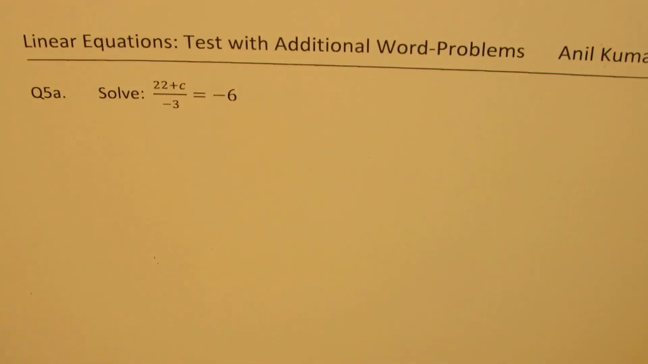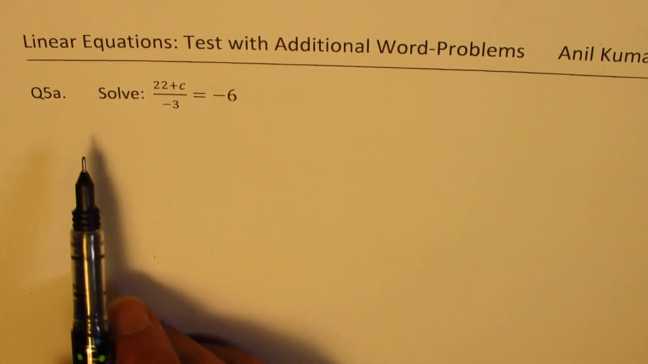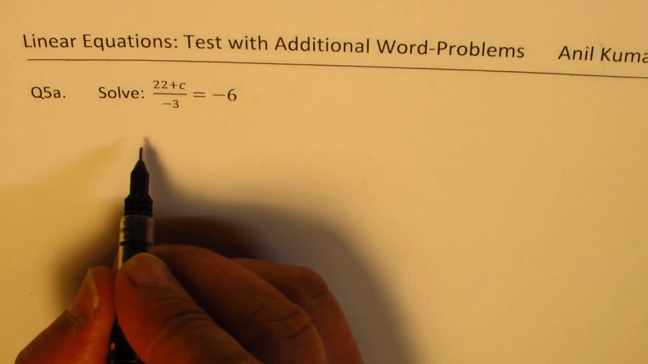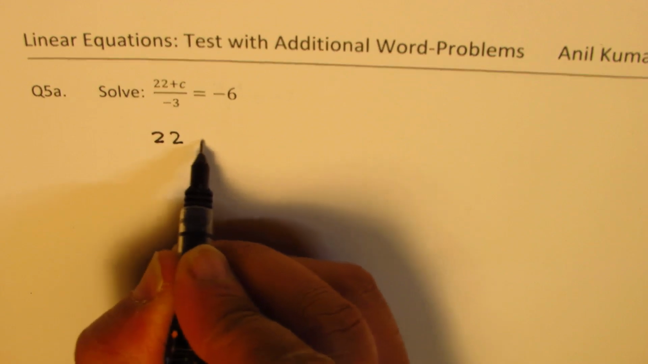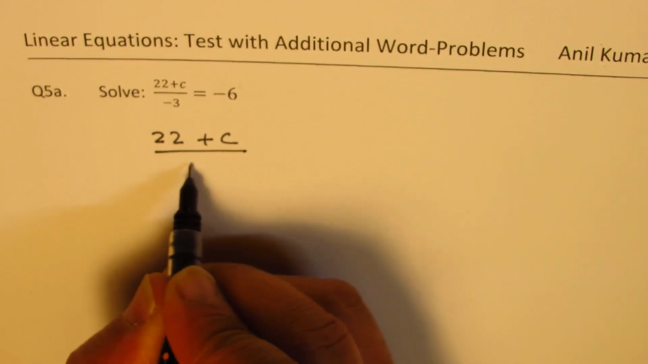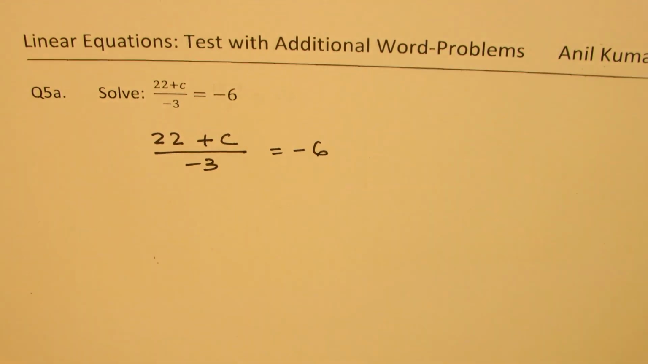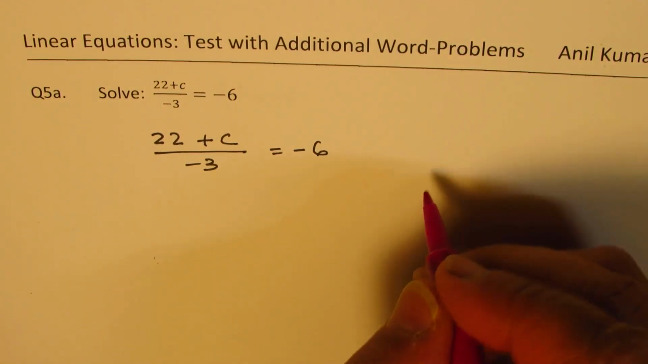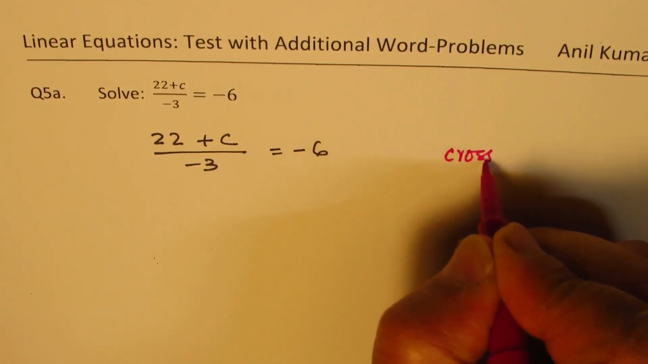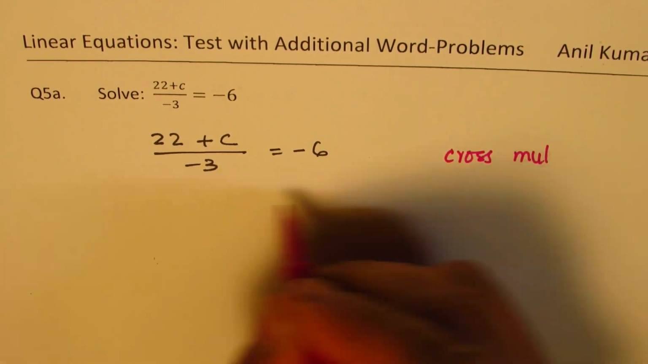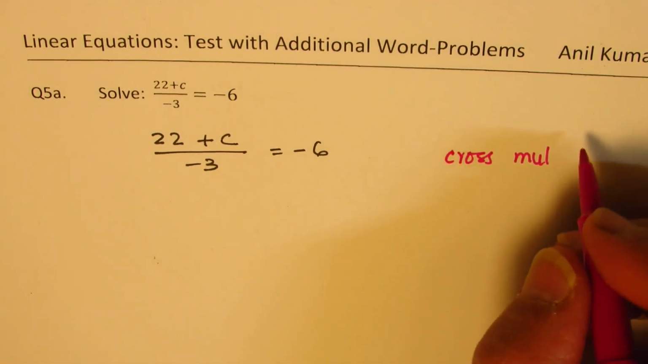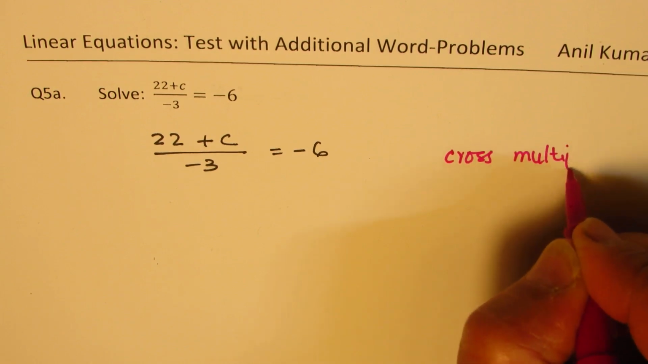Now let's take question number 5a. So here we have the equation. Let me write it slightly bigger as 22 plus c over minus 3 equals to minus 6. We can actually cross multiply and easily solve this, right? So this is a technique. Whenever you have fractions like this, like kind of ratios, cross multiply, okay?